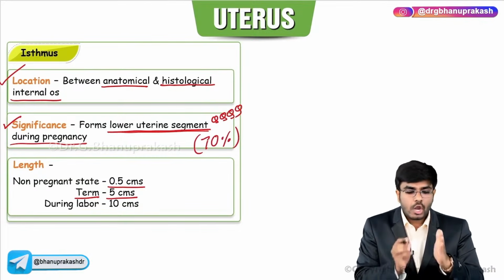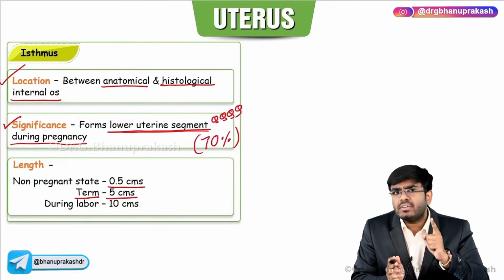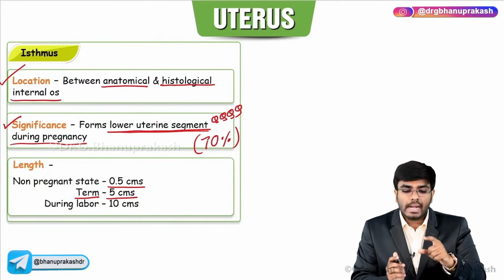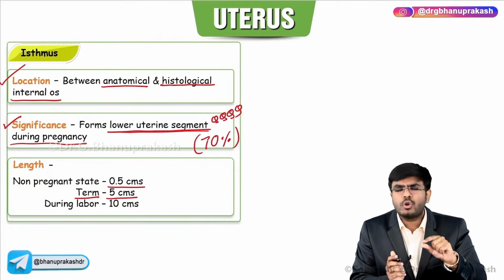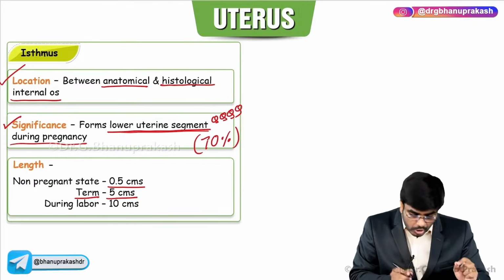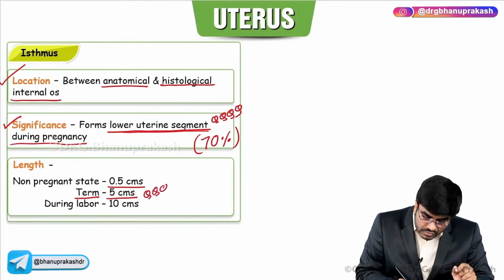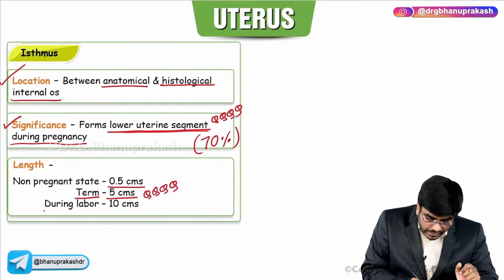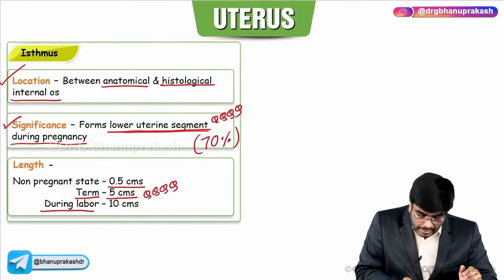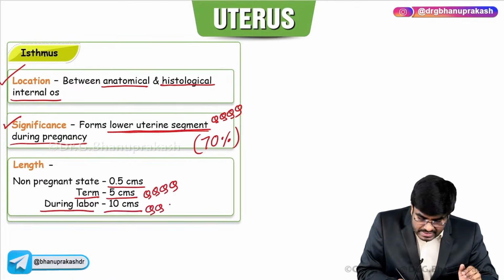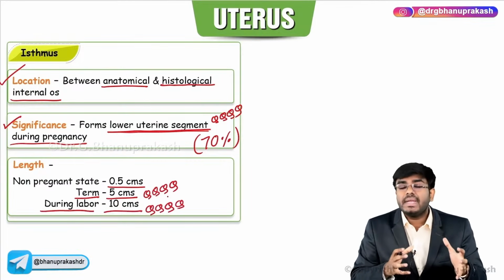So an important point is that the lower uterine segment is mainly formed by the isthmus. In a non-pregnant female, it is only 0.5 centimeters. During term, how much will it become? It becomes almost 5 centimeters. And during labor, it becomes 10 centimeters. It is expanding and accommodating the baby.